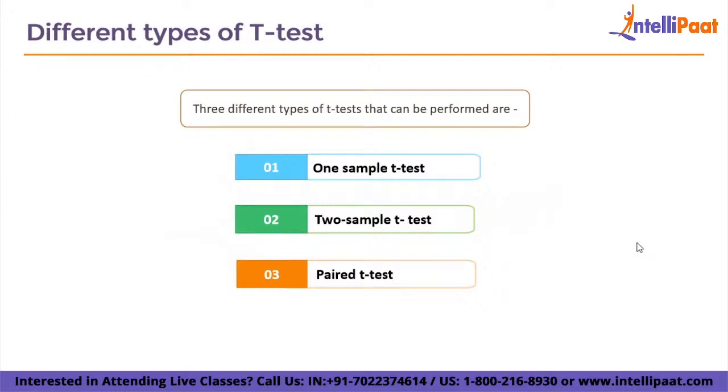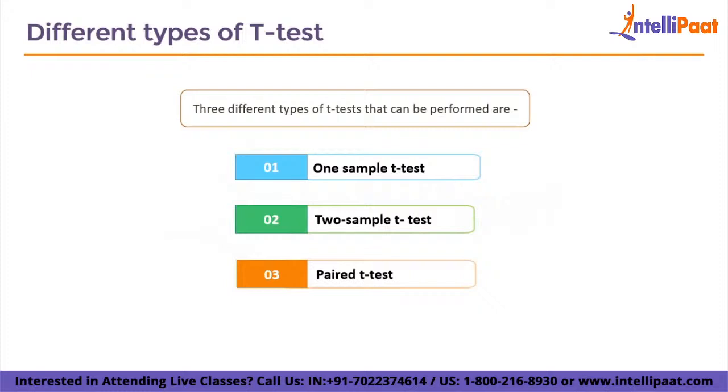So now what is one sample t-test? The one sample t-test is a statistical hypothesis test which is used to determine whether an unknown population mean is different from a specific value. Let's take an example. Let's suppose you have a population and from that population you take a sample. So you will compare the means of the sample and the population, right?